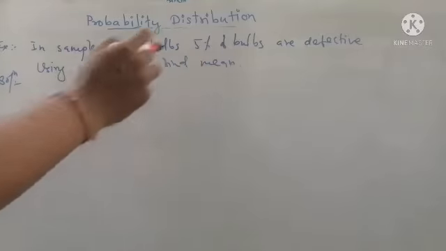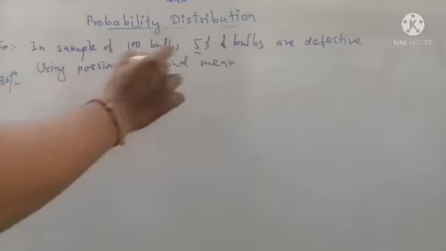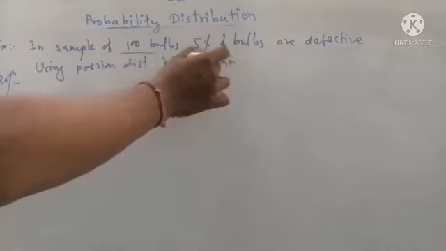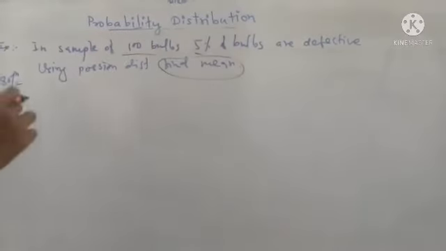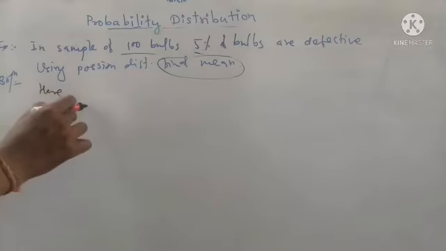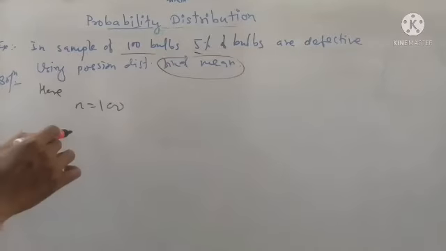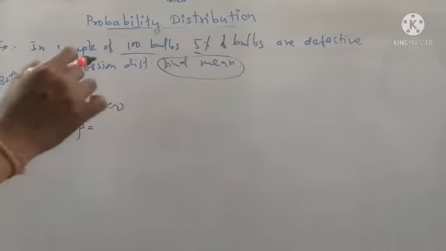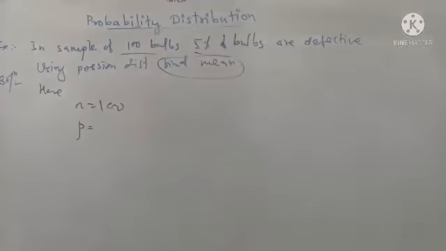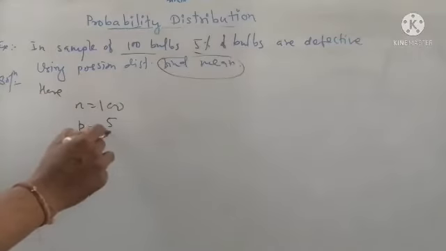In a sample of 100 bulbs, 5% of the bulbs are defective. Using Poisson distribution, find the mean. We have to find only the mean here. As the number of trials is 100, since a sample of 100 bulbs is given, and the probability of success, that is the probability of the event of getting a defective bulb, is 5%, that means 5 by 100.